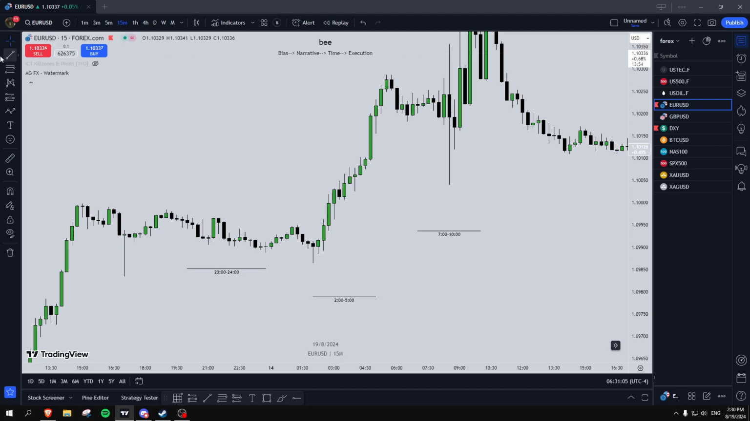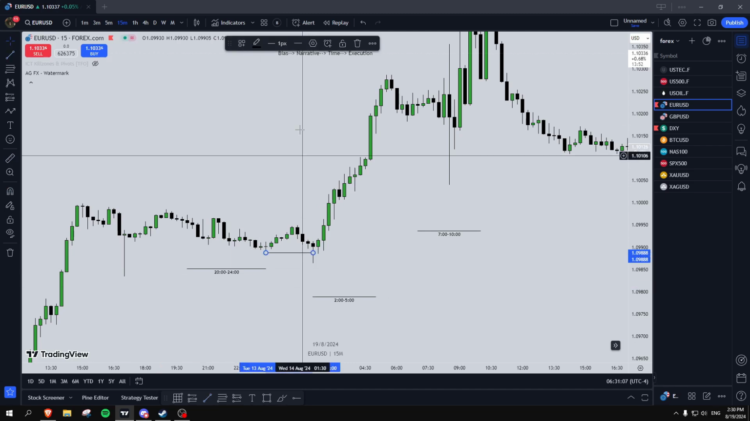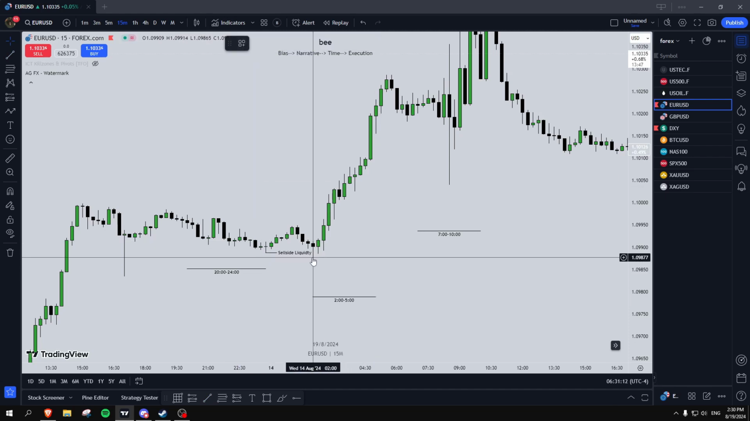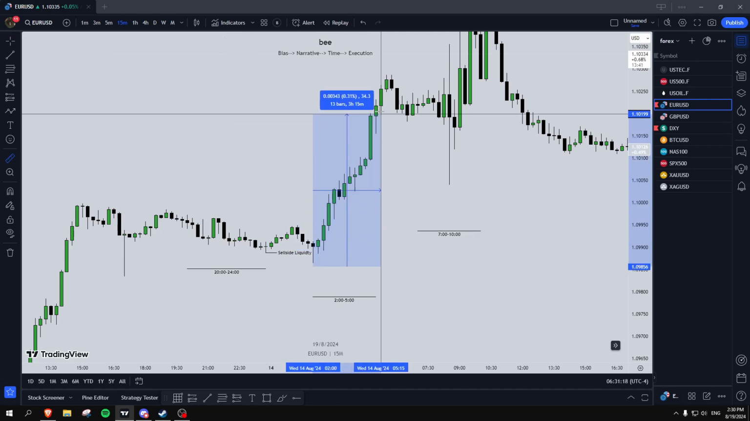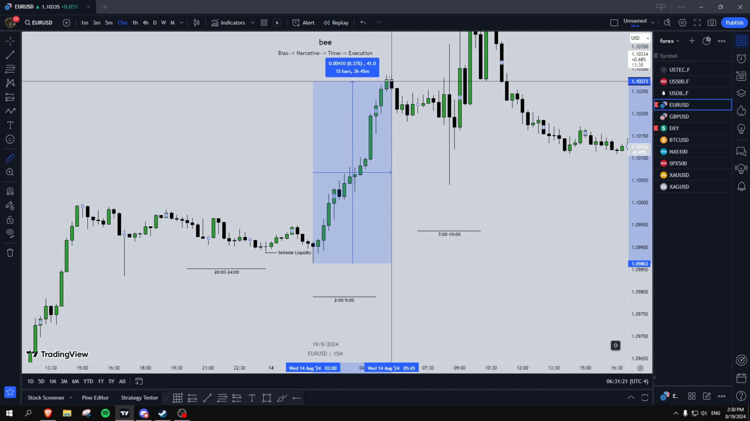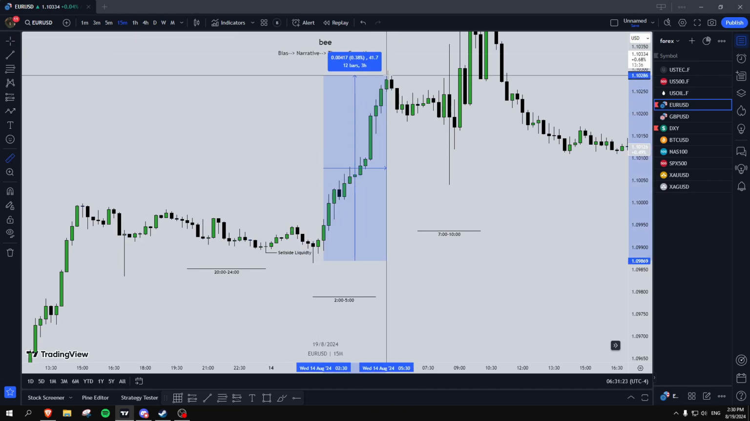And what does London do? We manipulate the Asian low, take out the sell side, and we distribute where? To the upside. We expand higher. This is really good, really big expansion.